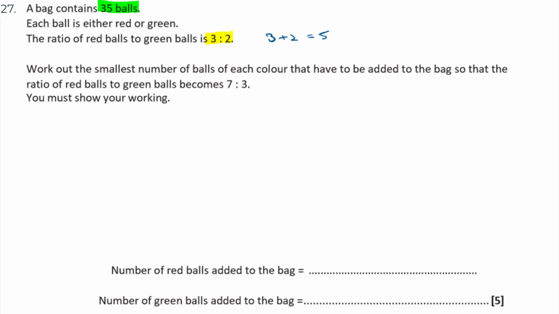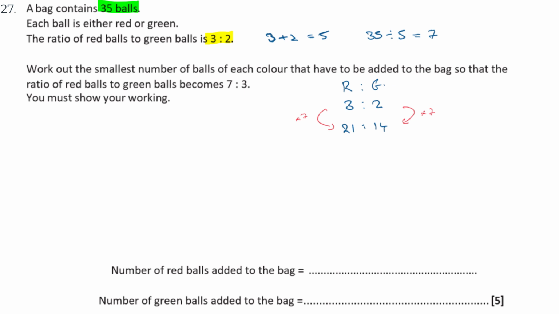So then we want to divide 35 by that number of shares, and that will tell us how many there are in each share. So 35 divided by 5 is 7. That means the ratio of red to green, which started off as 3:2, we scale up by the number of balls in each share, 7, and then we should work out the number of red balls and green balls. So 3 times 7 is 21, so there must be 21 red balls, and 2 times 7 is 14, so there must be 14 green balls.